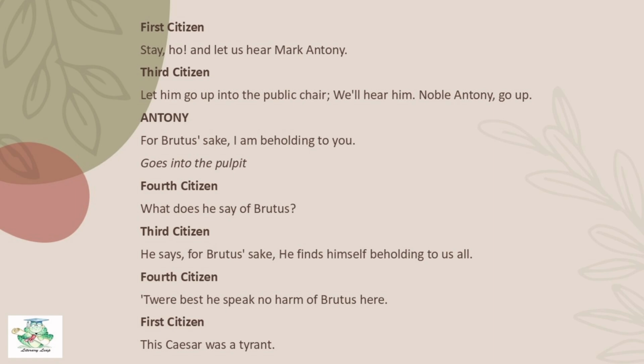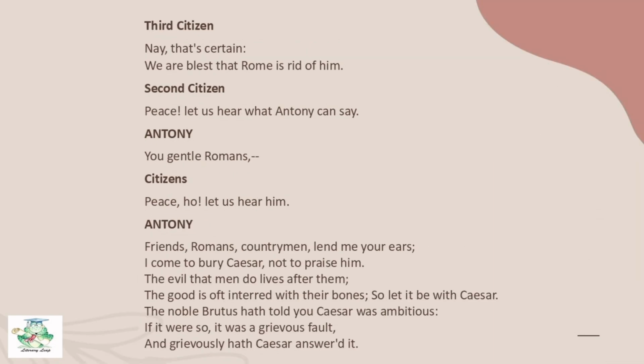Now, the first citizen declares that Caesar was a tyrant, suggesting that his rule was oppressive. This is a direct reference to the justification for Caesar's murder given by Brutus. The third citizen agrees with the first, emphasizing that it is a good thing that Caesar is no longer in power and they are fortunate to be free from his rule.